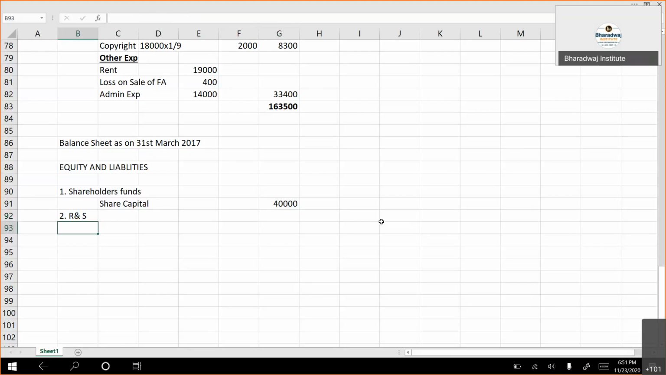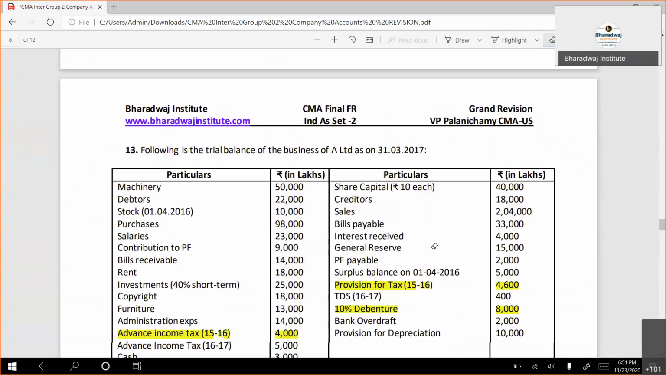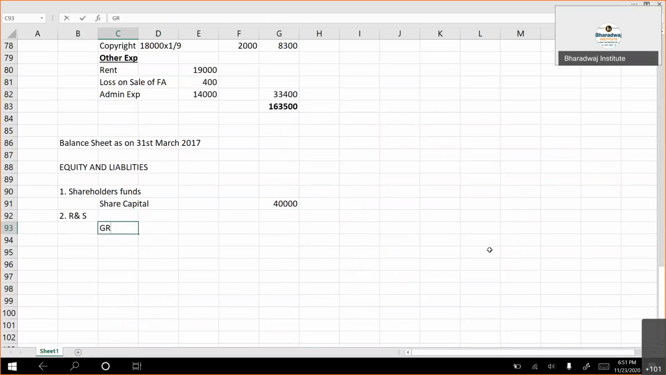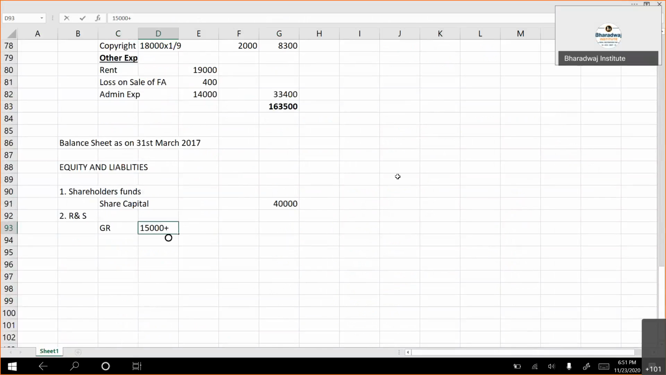A lot of workings need to be done. What is the general reserve already given in the balance sheet? Opening balance of general reserve, 15,000, plus the current year transfer, 1,558. So it will give us 16,558. This is general reserve.